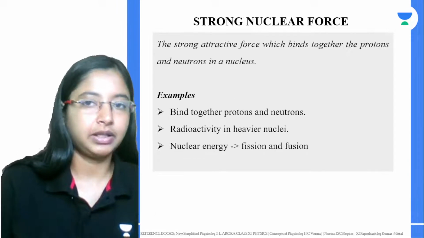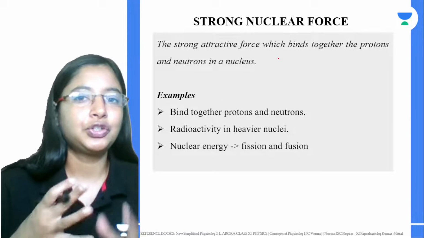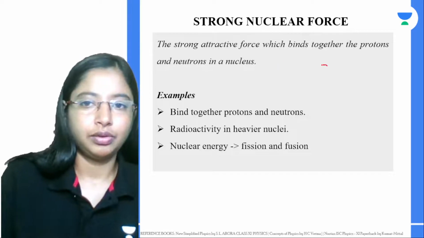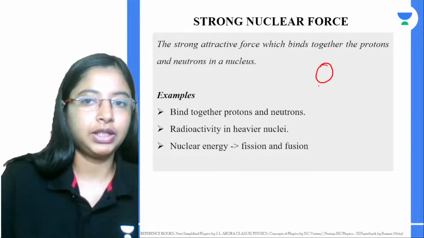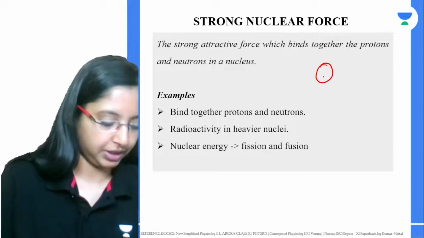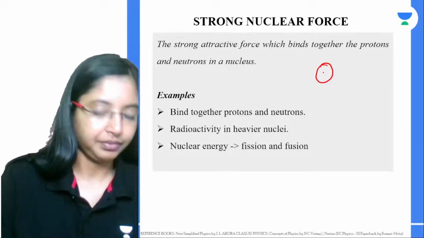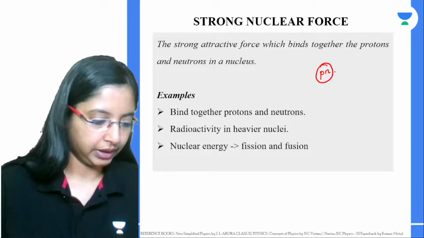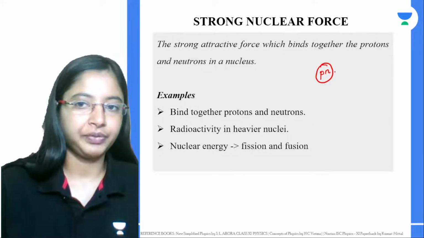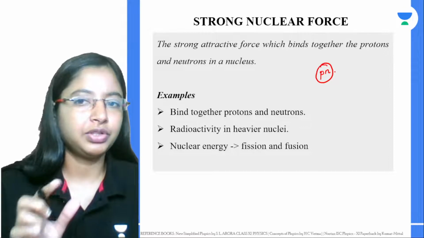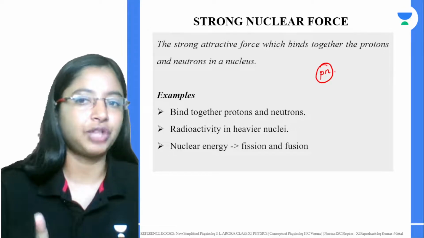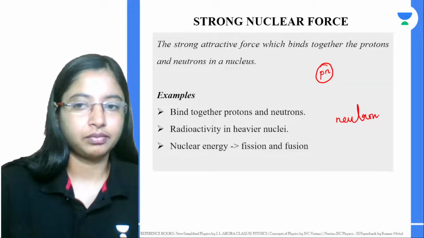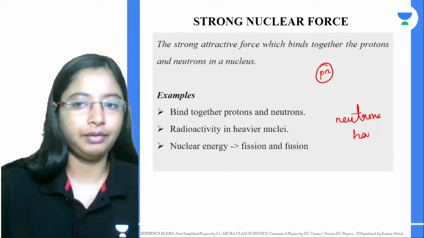Next is basically your strong nuclear force. Simplest way to understand it: if you take the nucleus of an atom, what are the particles inside it? Basically you have your protons and your neutrons, correct? But protons are positively charged. Neutrons have no charge.